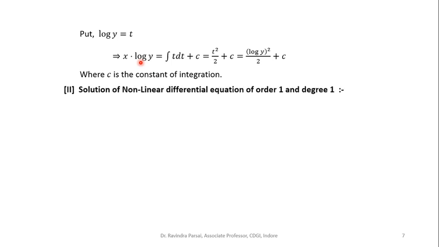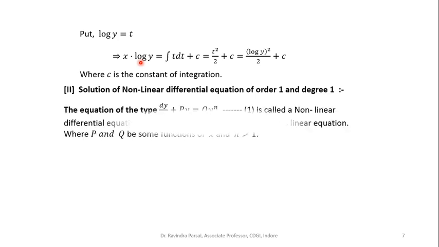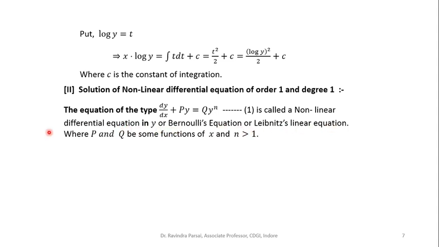Let us come to how you can solve the nonlinear differential equation of first order and first degree. This type of problem is called Bernoulli's equation. So the equation of the type in one variable, say dy by dx plus p of y equal to q of y raised to n, is called a nonlinear differential equation in y, or Bernoulli's equation or Leibniz linear equation, where p and q are some functions of x when n is greater than 1. For Bernoulli's equation, always n is greater than 1.